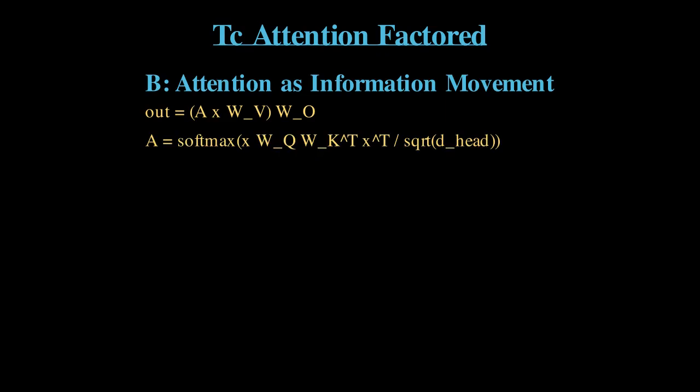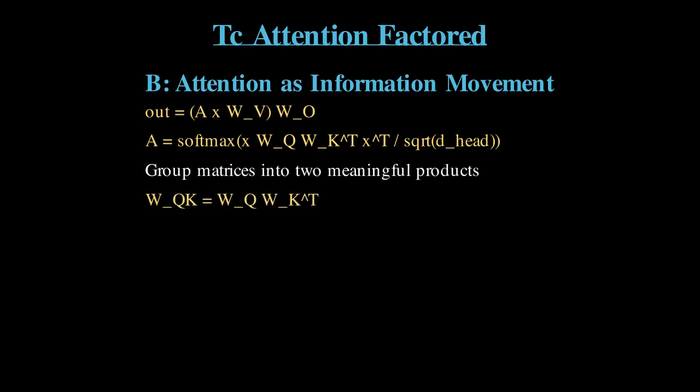This four-matrix view is misleading. The key insight is to group them into two meaningful products. First, the query and key matrices combine into one, W_QK equals W_Q times W_K transpose. Second, the value and output matrices combine into another, W_OV equals W_V times W_O. Both W_QK and W_OV are low-rank maps from d_model to d_model.